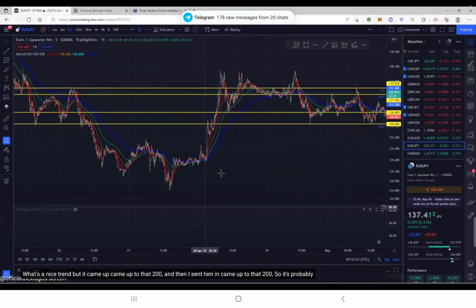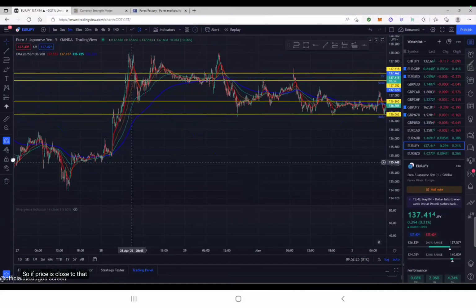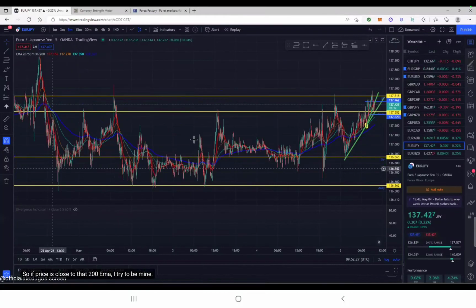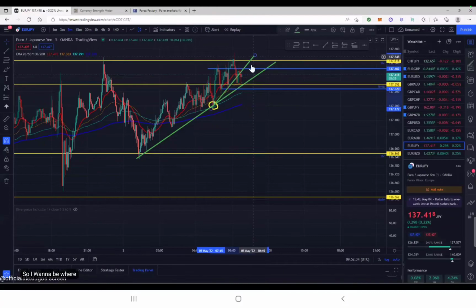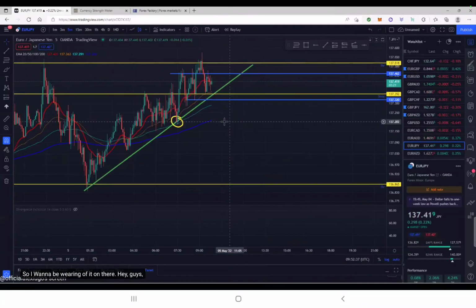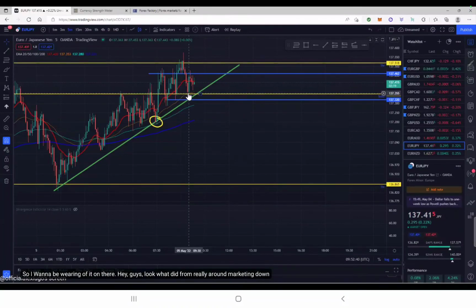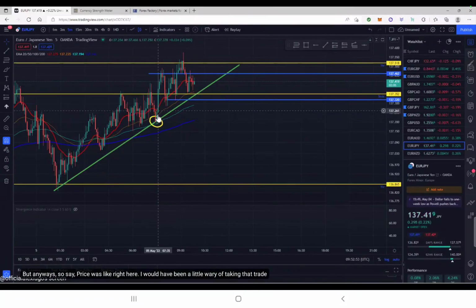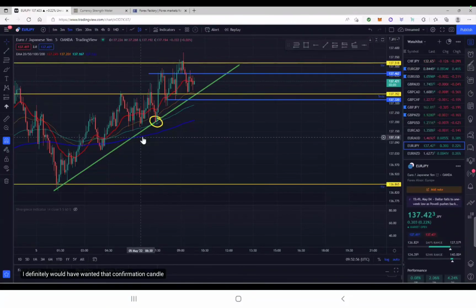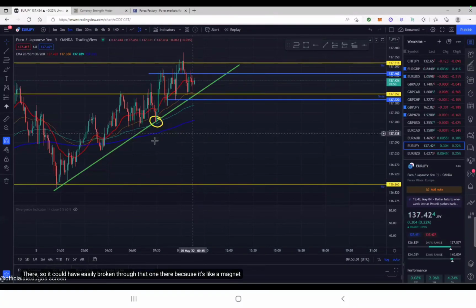So if price is close to that 200 EMA, I try to be mindful of that, knowing that price can get pulled there. So I want to be wary of it pulling there. Hey guys, look what it did from earlier when I marked it, came down, hit my support resistance, and then went back up. But anyways, say price was right here, I would have been a little wary of taking that trade. I definitely would have wanted that confirmation candle because that 200 is right there. It could have easily broken through that and gone there because it's like a magnet, it pulls to that.